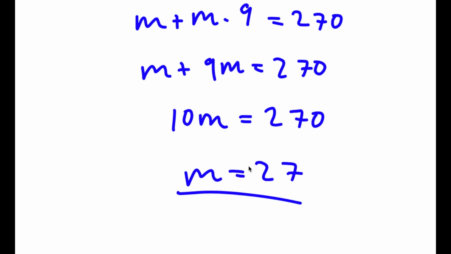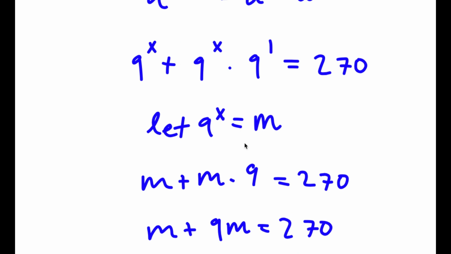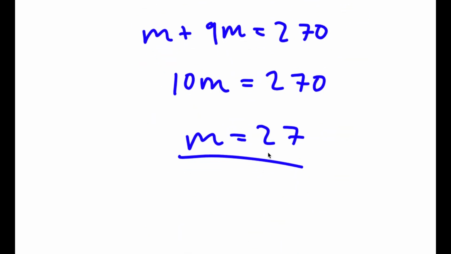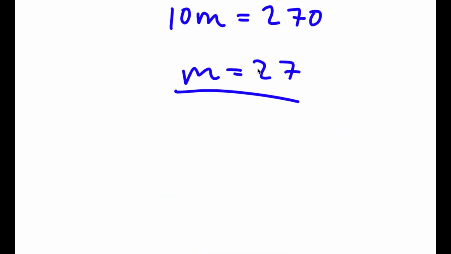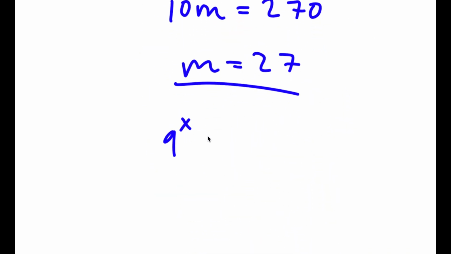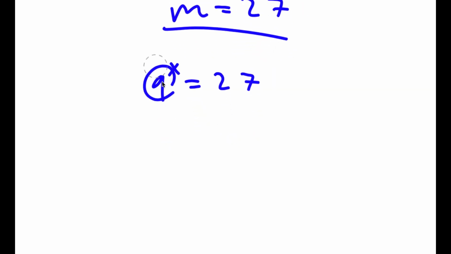So we got the value of m, but we're actually looking for the value of x. So if 9 to the power of x is equal to 27, because m is 9 to the power of x, then I get 9 to the power of x is equal to 27. So to solve this, I'm going to rewrite 9 here as 3 squared. So now I have 3 squared to the power of x is equal to 27. I'm going to rewrite that as 3 to the power of 3.